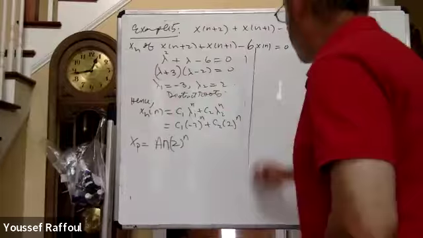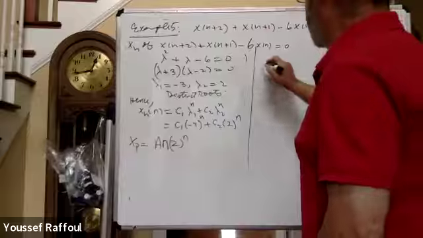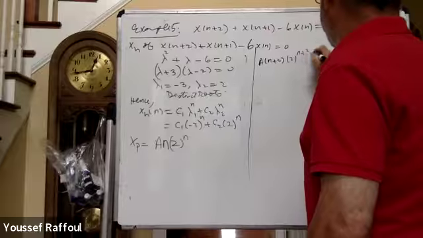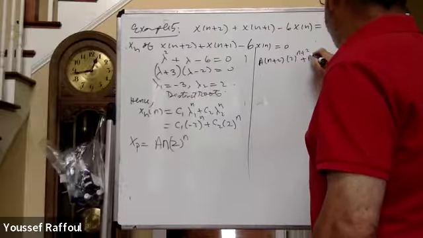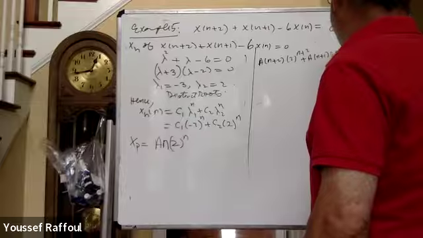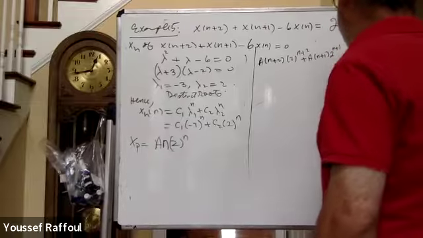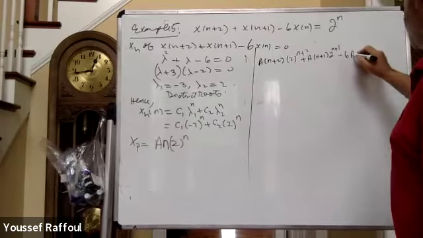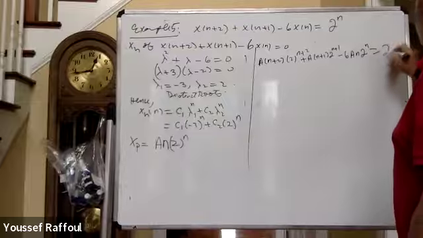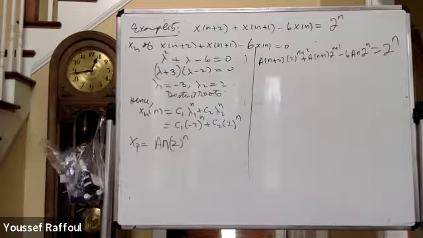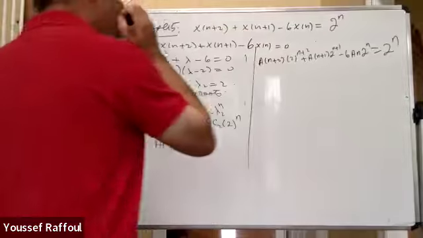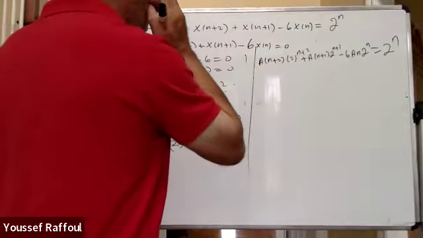So if you put x_p, then x_{n+2} will be a(n+2)·2^{n+2}, plus a(n+1)·2^{n+1}, minus 6·a·n·2^n, equal to 2 to the power n. Okay? Let's simplify this now, 2 to the power n. Okay?